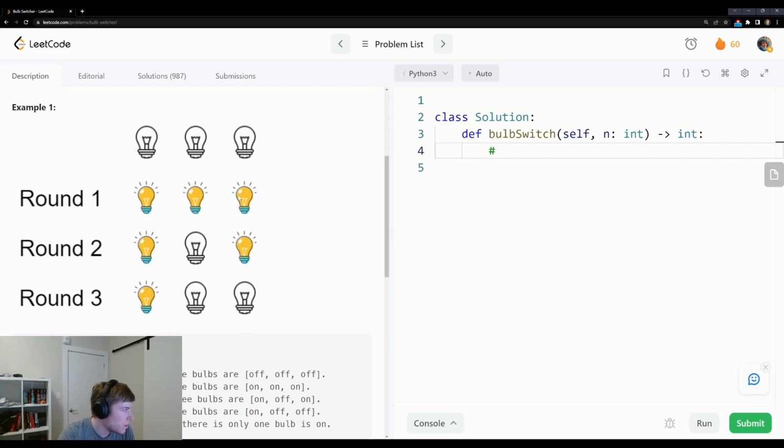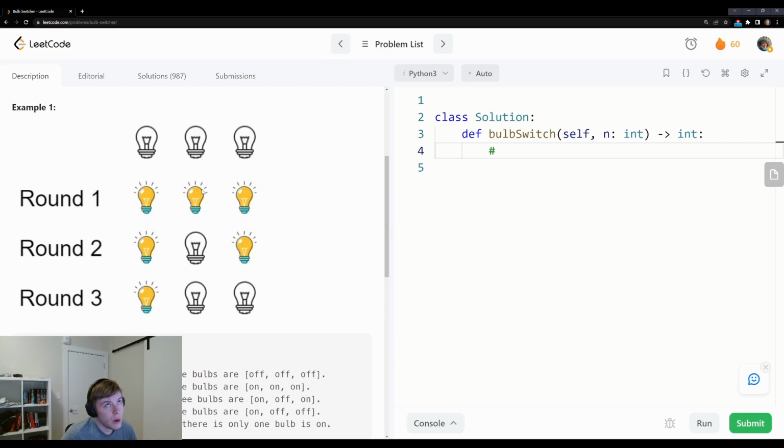And for the third one, we turn it on in the first round and we turn it off in the third round. Essentially what you do is you toggle a bulb in the rounds where the round number divides the number of the bulb itself. So 1 and 2 divide 2, so in rounds 1 and 2, we would toggle the light bulb on or off.